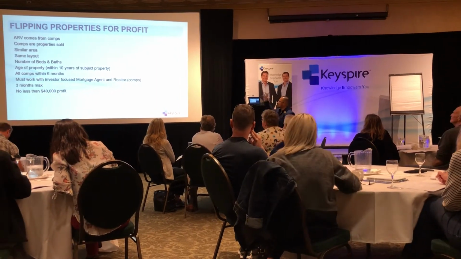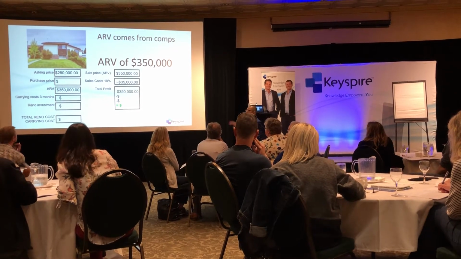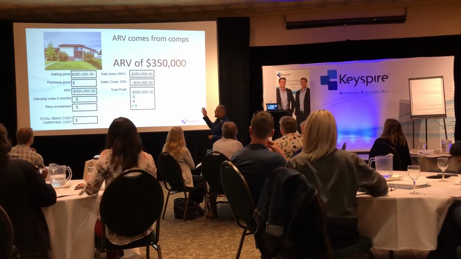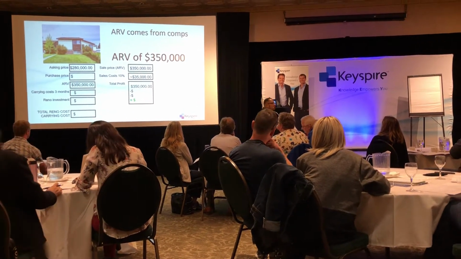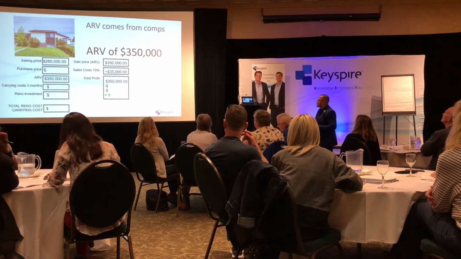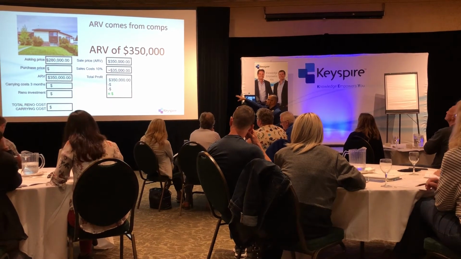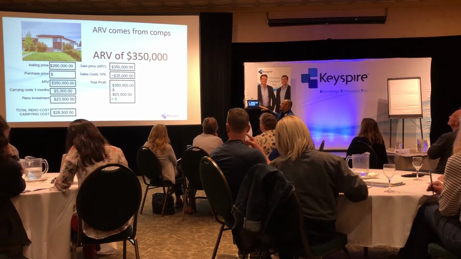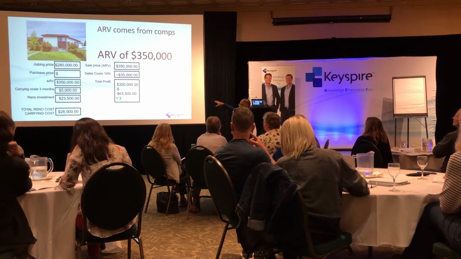So now, once you've established your ARV, for example, we've established that our ARV in this particular property is $350,000. Now let's try to determine what would be the right purchase price for this property. So you have your ARV, $350,000. You have your sales cost, which we're going to put in at 10%. That will automatically tell you exactly the total profit at this point.